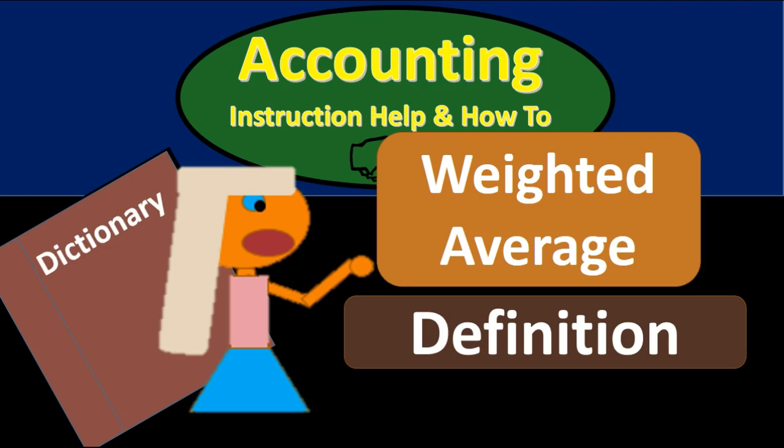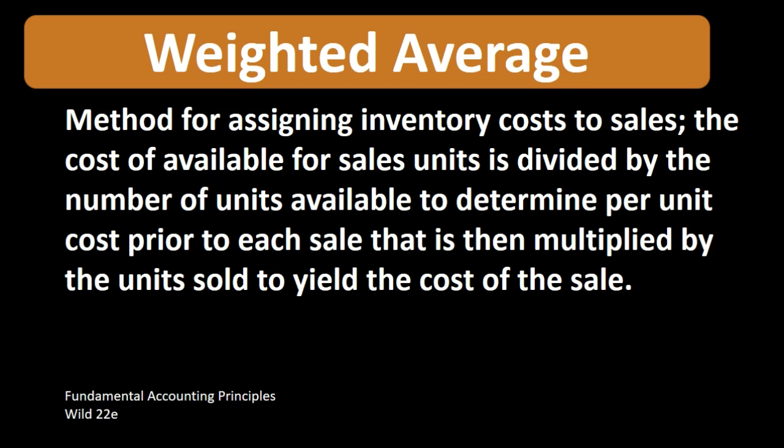Hello, in this lecture we're going to define weighted average, or the weighted average method. According to Fundamental Accounting Principles, 22nd edition, the definition of weighted average is a method for assigning inventory costs to sales. The cost of available for sale units is divided by the number of units available to determine a per unit cost prior to each sale, that is then multiplied by the units sold to yield the cost of the sale.